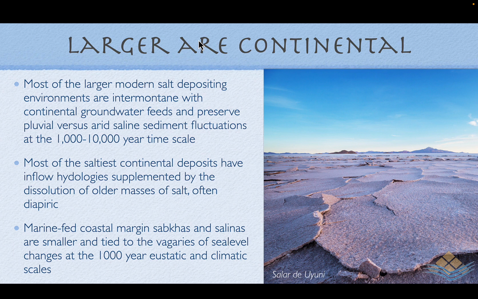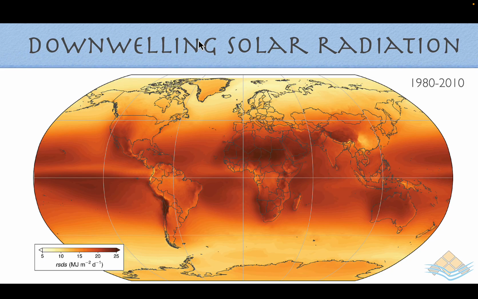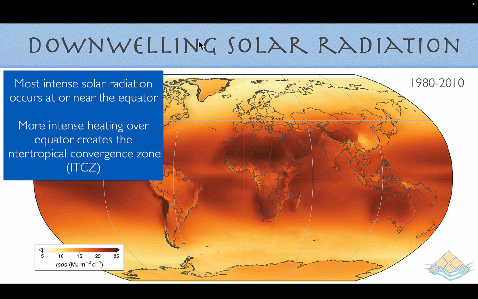So let's step back to the world scale once again. Here is a map view of the downwelling solar radiation intensity averaged over 1980 to 2010, measured in megajoules per square metre per day. The browns indicate the highest rates of solar downwelling. Within that framework, there is more intense heating over the equator, creating a zone of high-level moisture and high cloud activity, known as the intertropical convergence zone.